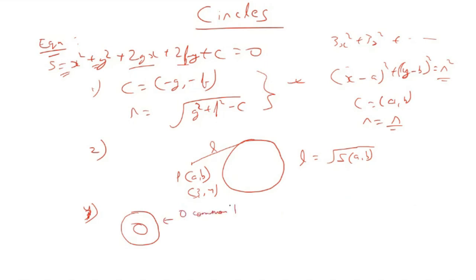We'll write CT here for common tangent: zero common tangents here. If you have a bigger circle and a smaller circle touching the periphery of it, there will be one common tangent. This one, there will be one common tangent, so this is one CT.